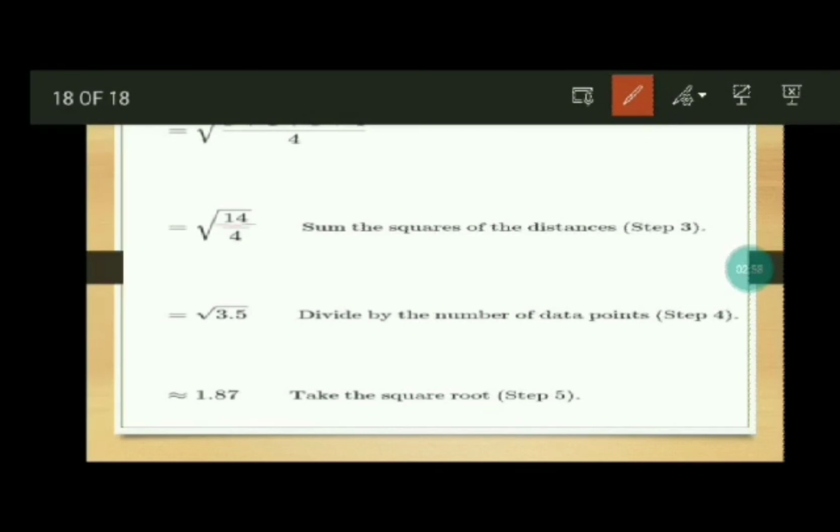So step 4, divide by the number of the data points. So 14 divided by 4 is equal to 3.5. So step 5, take the square root. The square root of 3.5 is equal to 1.87. So 1.87 there is our standard deviation. So that's easy on how you get the standard deviation.